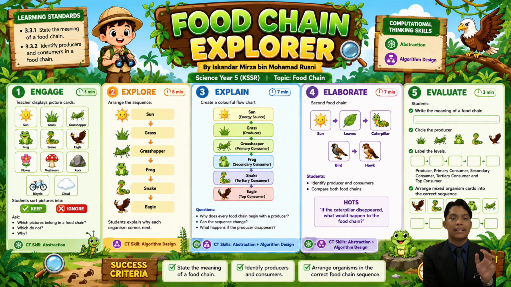It is fully aligned with the Year 5 Science DSKP, supports the Achievement Learning Standard 3.3.1 and 3.3.2, and develops student ability to think critically, organize information logically, and apply scientific concepts effectively. Through the integration of abstraction and algorithm design, students are able to understand not only what a food chain is, but also how energy flows systematically through an ecosystem.